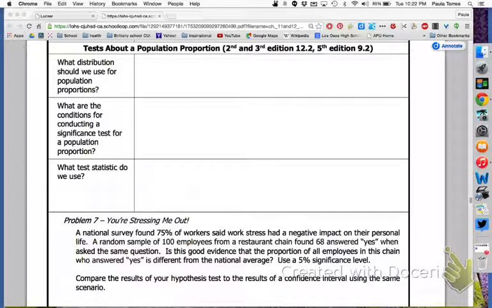proportions. So if you remember, for proportions, when we were doing confidence intervals, we were using Z in our confidence interval calculations. We were using Z star. It was part of our margin of error. So the distribution we're going to use for population proportions is a Z distribution. And of course, in order to use that, we do have to know that it is, in fact, normal.